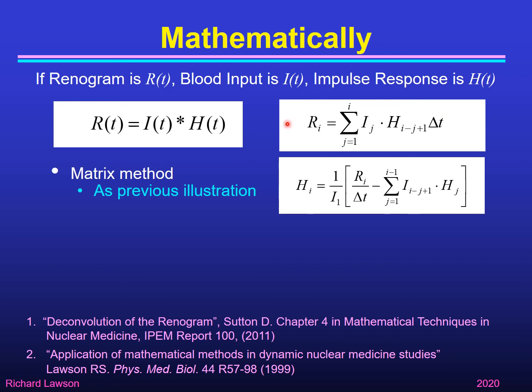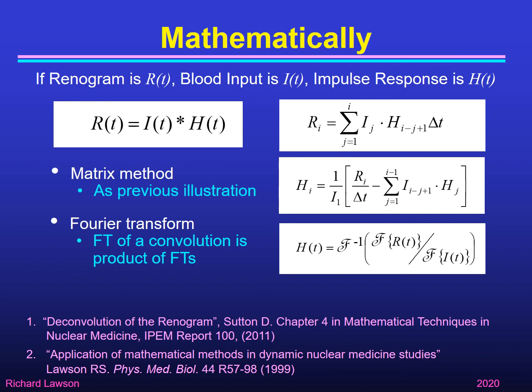Mathematically, it's written as the inverse of this equation, so you can see that we get the ith time point of the impulse response by taking the ratio of the renogram response to the first point of the input, and subtracting some fraction of the product there one at a time to gradually take them off, as I show graphically.